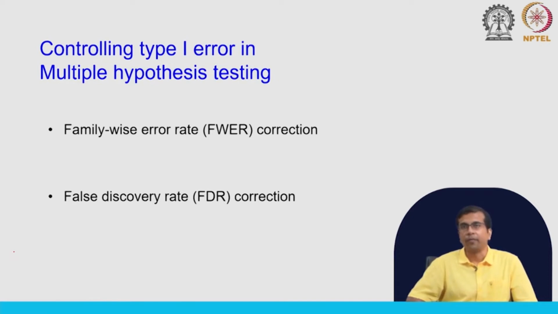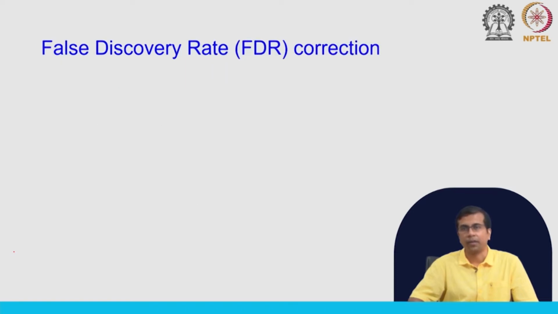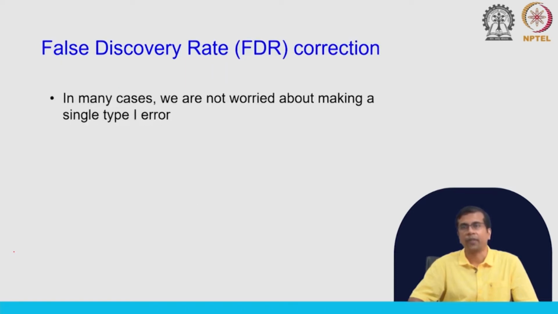Okay. So, briefly we have two types of methods for controlling type 1 error when we are doing multiple hypothesis testing. The first type is the family wise error rate correction, which we discussed in the last class, and the second type of method is the false discovery rate correction or FDR, which we will be discussing in this class. In FWER correction methods, we are worried about making even a single type 1 error, right. So, that is why we want to control alpha at the same level even after 10,000 tests.